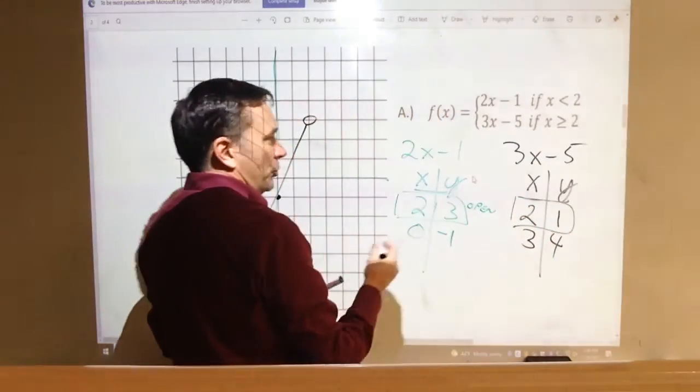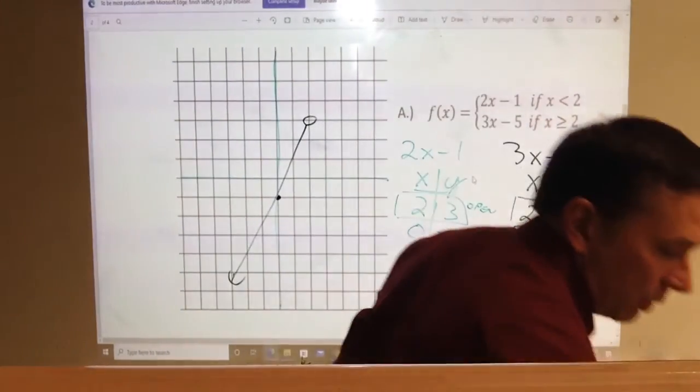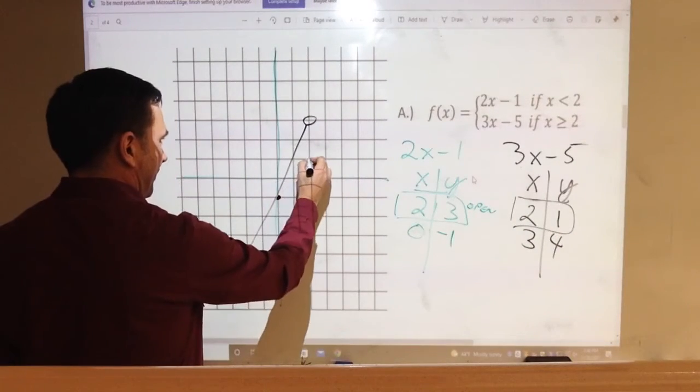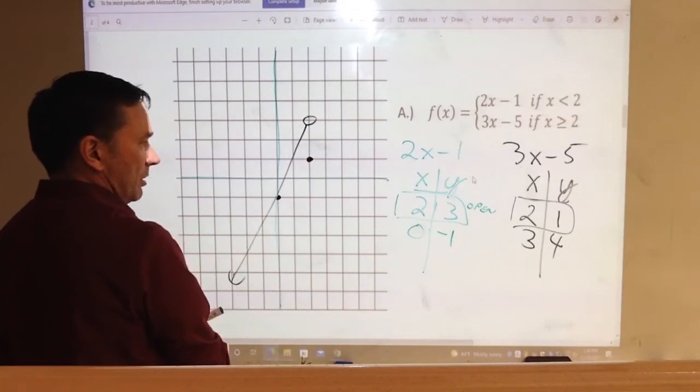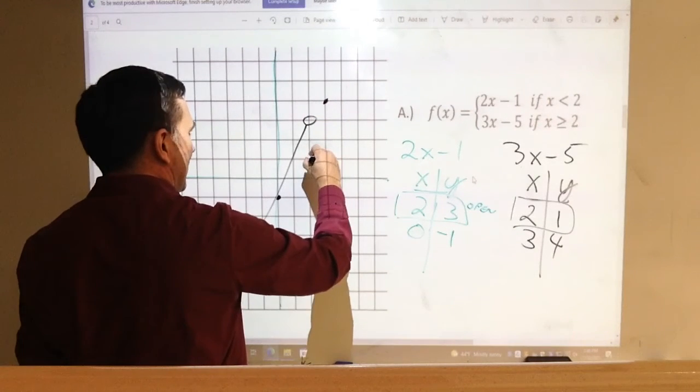My starting point is 2, 1. Because this is greater than or equal to, I want to use a closed circle. So at 2, 1, it's going to be a closed circle. At 3, 4, I'm up here, I can now draw my line.